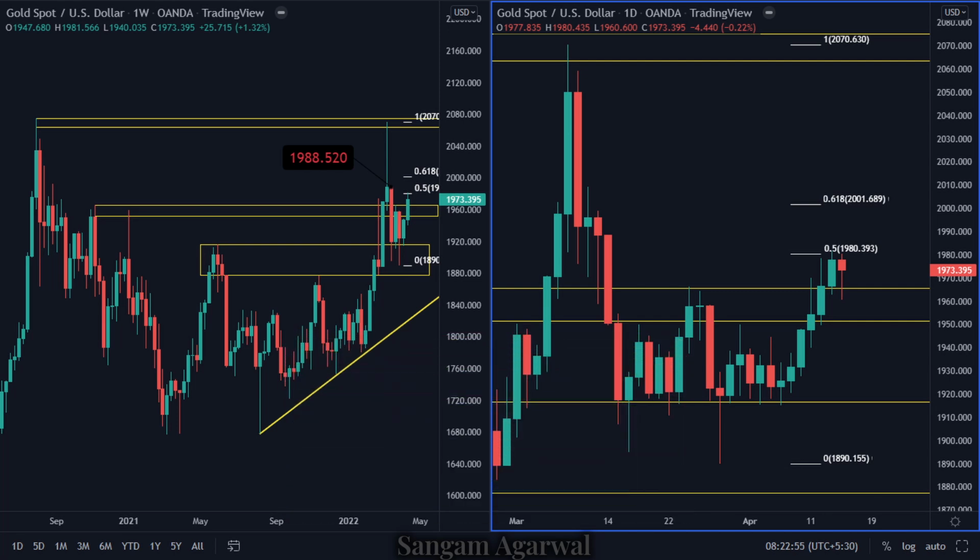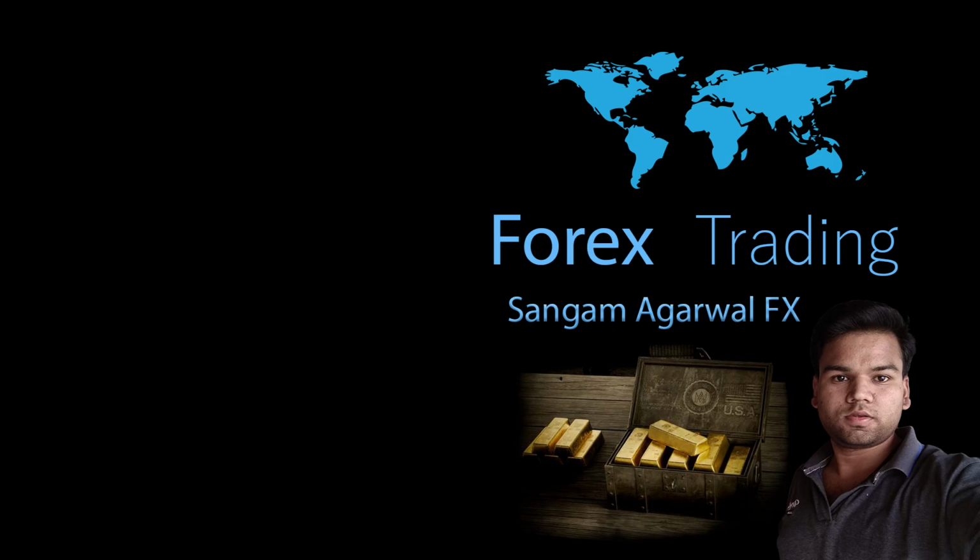If we go back to the daily and weekly time frames, then you can see this 2001 resistance and 1950 support. It all depends on news. So this week either gold will be sideways or it will test either support or resistance. And next month we have FOMC, which will give a big price movement for gold.